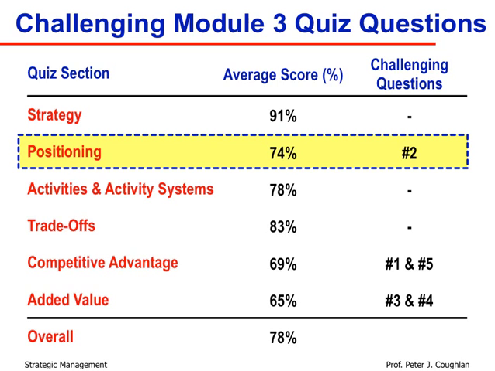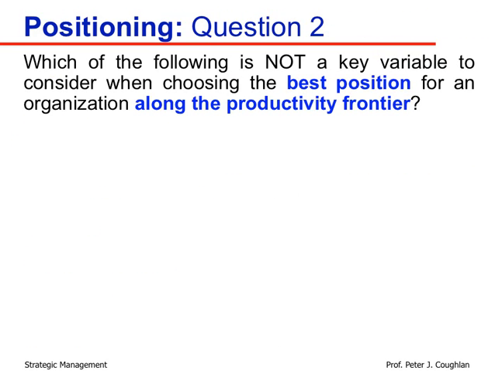First, in terms of positioning, we had 1 challenging question. It was question number 2 in that section, and it was the following. Which of the following is not a key variable to consider when choosing the best position for an organization along the productivity frontier?